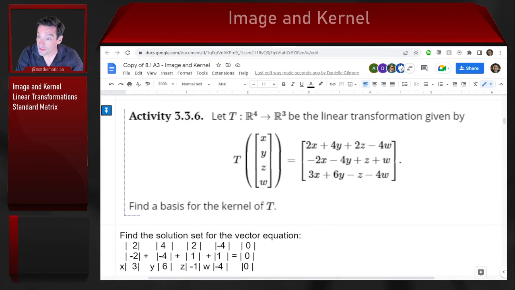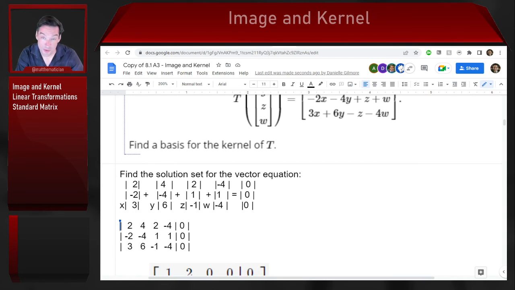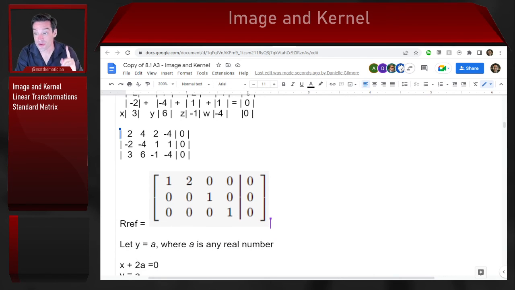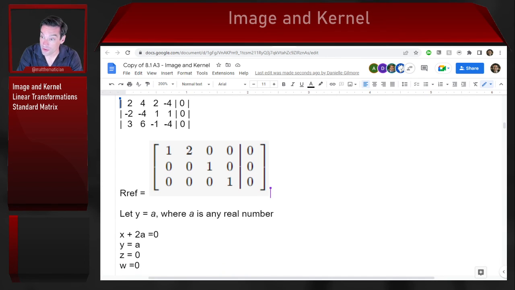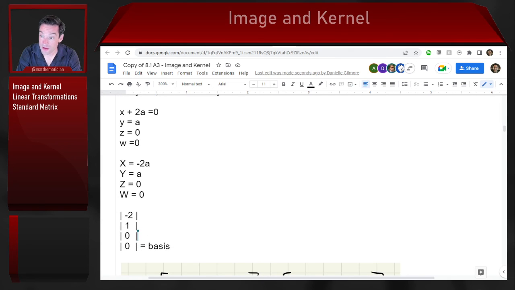And so to do that, this team just sets up the vector equation by factoring out the x's, y's, z's, and w's, and then turns that into an augmented matrix equation, which is homogeneous. It has a right-hand side that's the zero vector. They find the reduced row echelon form, and discover that there is one free variable, which is the second column, the non-pivot column here. So they let y equal any real number a, that's my free parameter. They solve for x, z, and w in terms of a, and it turns out x needs to be minus 2a, and z and w are both 0. And so by factoring out that free parameter, they find a basis for the solution space to be the vector negative 2, 1, 0, 0.